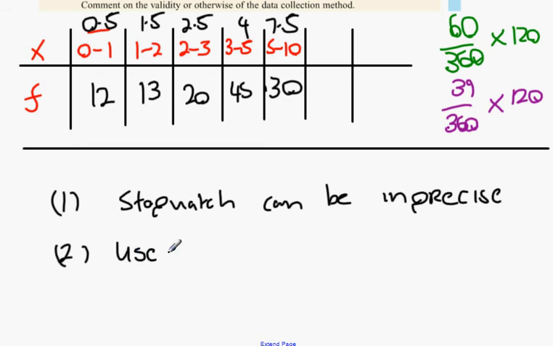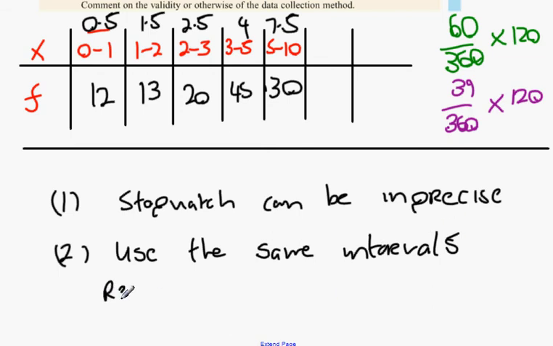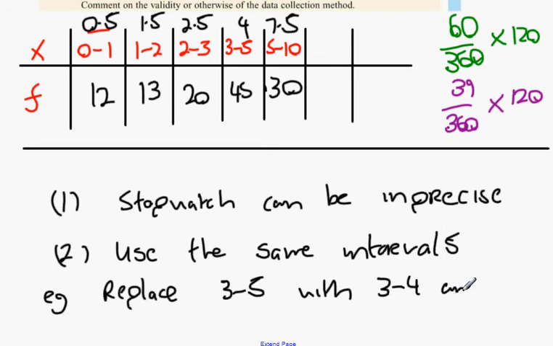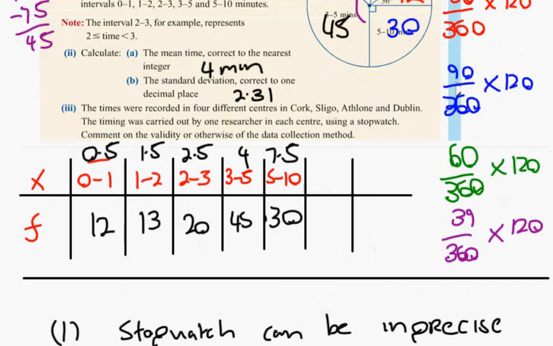Use the same intervals. If you say that, that's not good enough in a test. You really want to stretch out what you're saying. So write down: replace 3 to 5. Example: replace 3 to 5 with 3 to 4 and 4 to 5. Anything else about his research?